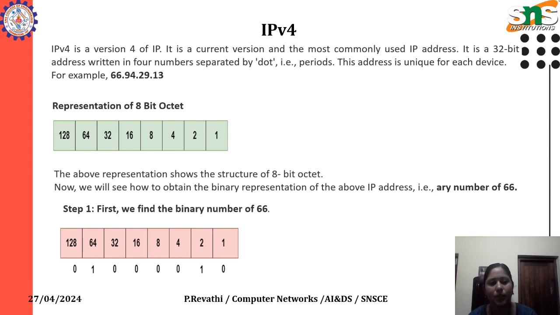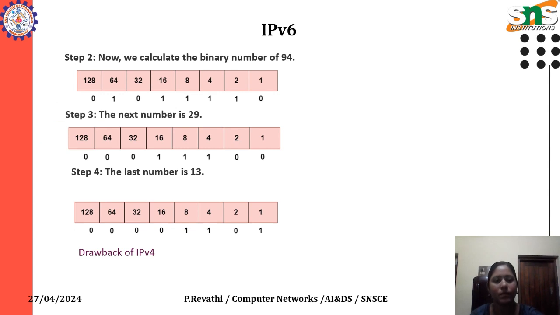Therefore, the binary version of 66 is 01000010. Now we calculate the binary number of 94. To obtain 94, we put 1 under 64, 16, 8, 4, 2, as the sum of these numbers is equal to 94, and the remaining bits will be 0.